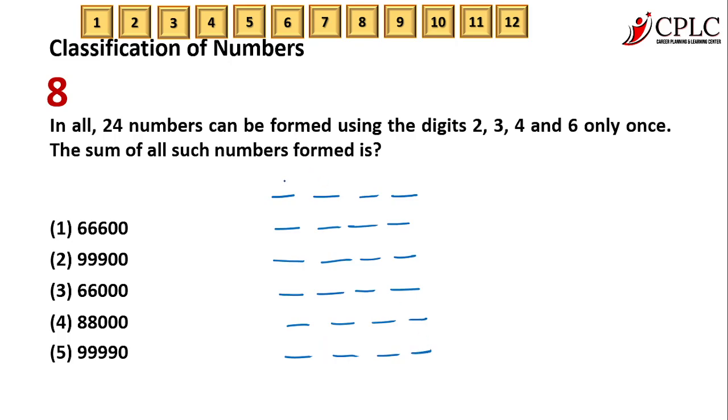So, what I will do is I'll form all the numbers that are starting with 2000, for example. So, let's say 2000, and let's do some combinations now. See, other digits are 3, 4, 6.